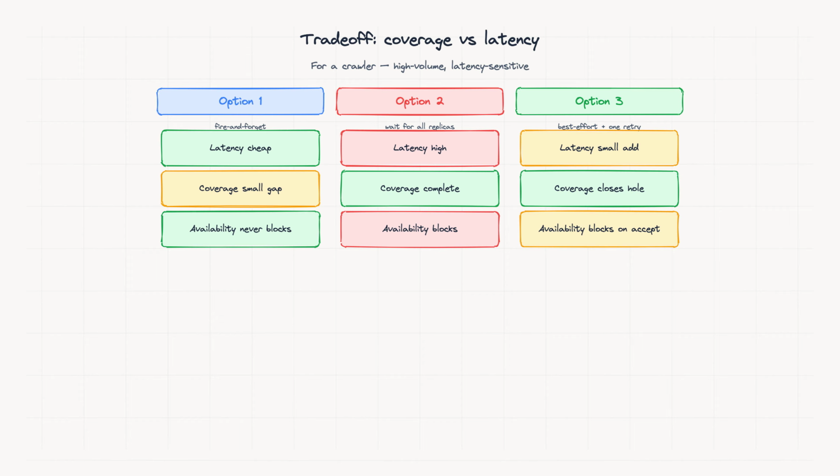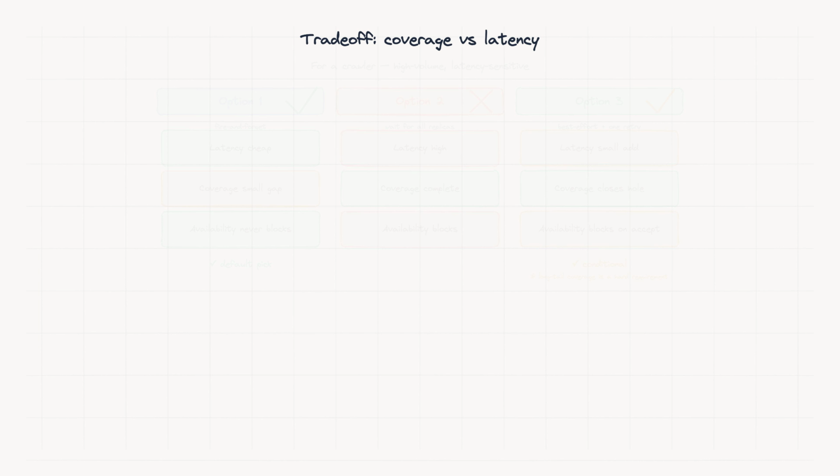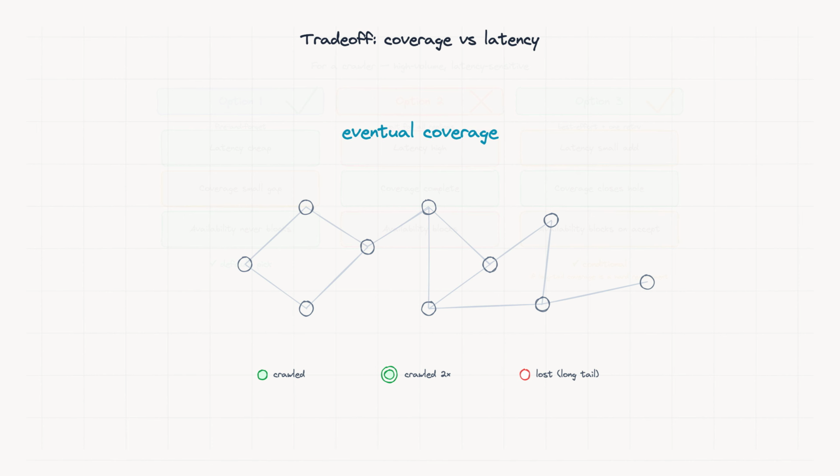For a web crawler, that trade-off usually lands on the cheap end. Crawling is high volume and latency sensitive. The work lost in the window is mostly recoverable through redundant links. Slowing down every single write to save a small amount of long tail loss is almost never worth it. Most decentralized crawler designs pick option 1 and reach for option 3 if long tail coverage is a hard requirement. Option 2 almost never shows up in real designs, so the practical target becomes eventual coverage.